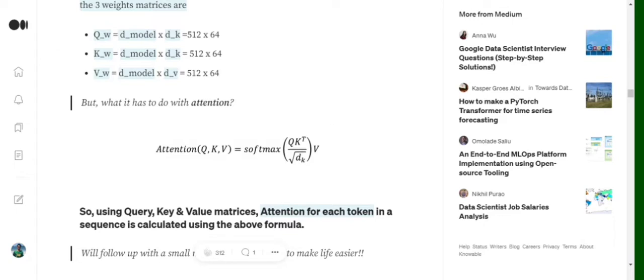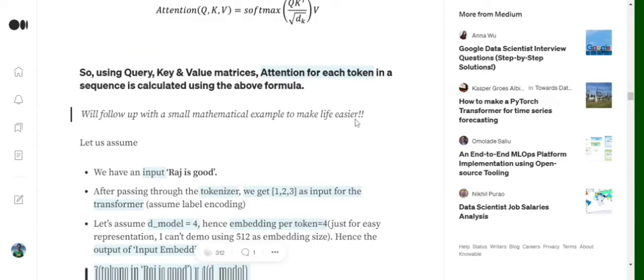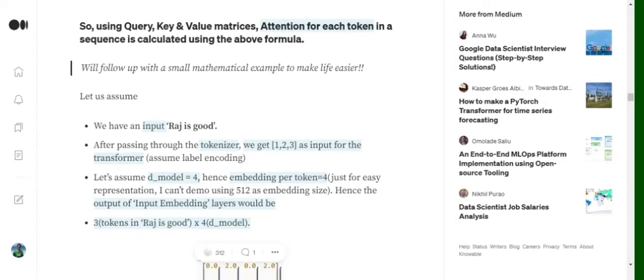So we will be running a small example, a small sentence, and eventually see how attention is getting calculated. Assume that we have input called Raju is good. After passing it to the tokenizer, we get 1 2 3 as an input. Now, after passing it to the input embedding and positional encoding layer also, we get some embedding XYZ for this particular sentence, Raju is good.